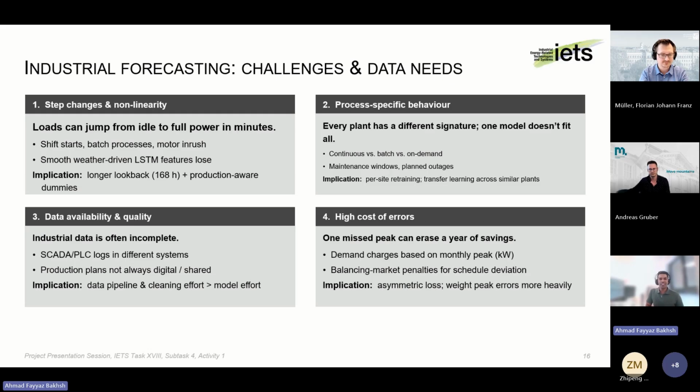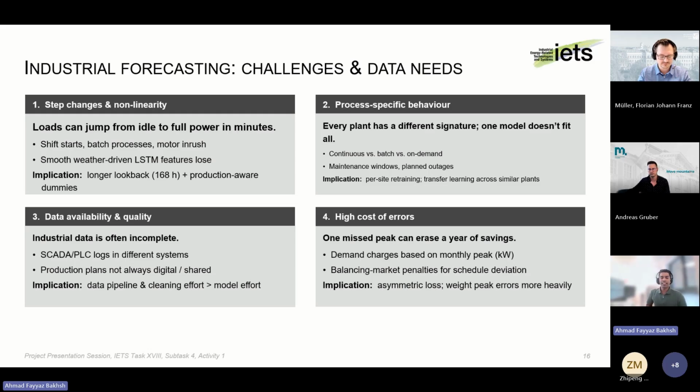And when we want to have this industrial forecasting done, there are some challenges we are facing. The first is step changes and non-linearity. For this reason, we look at the last week instead of the last day for the look back process. In one time step, we can go from 0 to maximum power, for instance, when we have a furnace in the system.